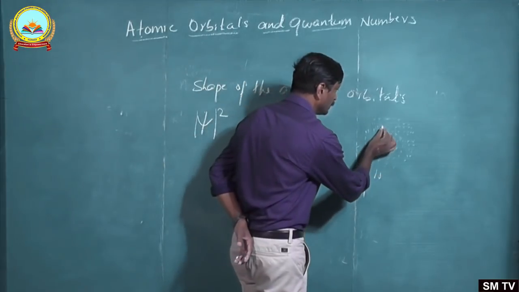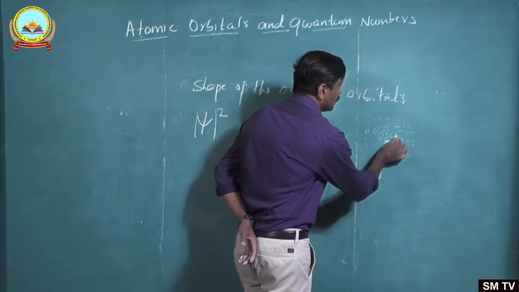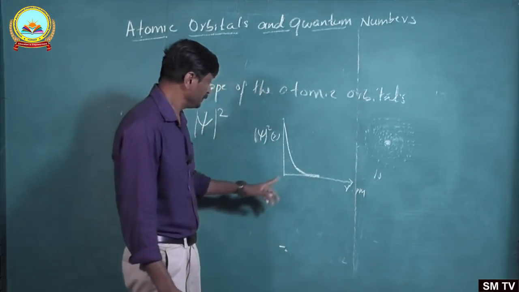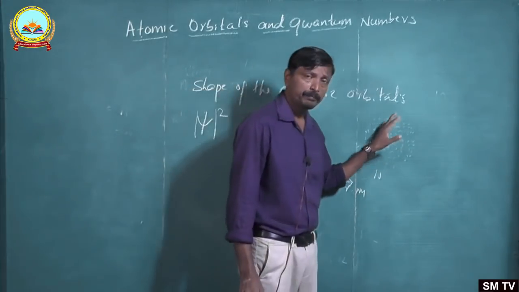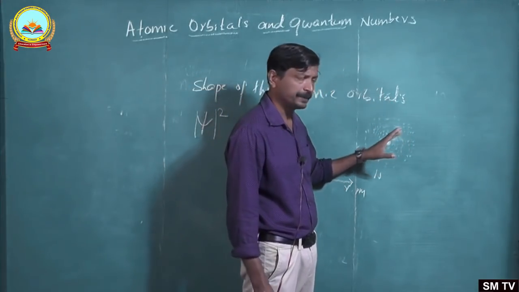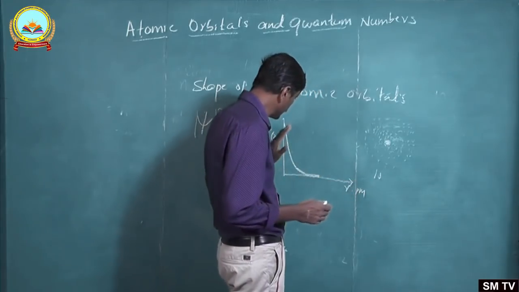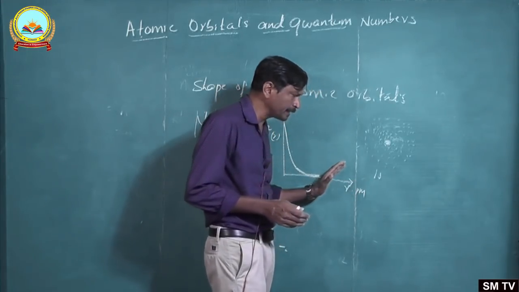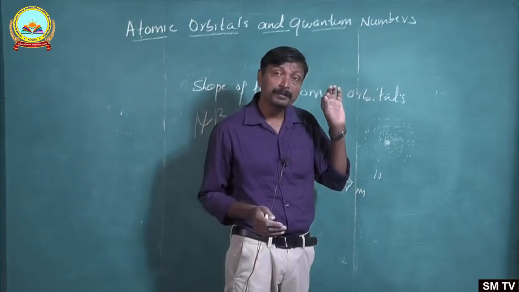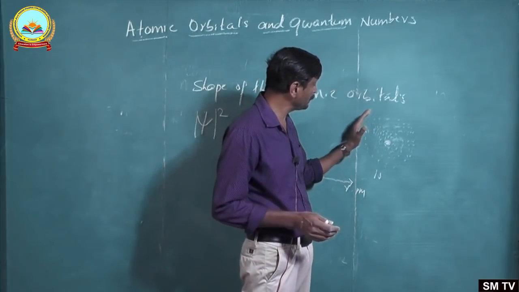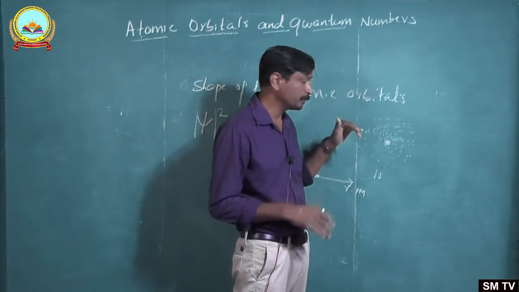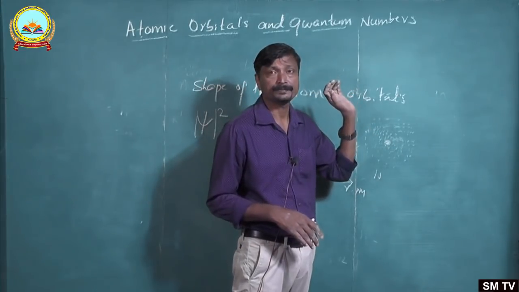Where it is maximum, it is near the nucleus. You have more electron density. If you move away from the nucleus, electron density goes on decreasing, and it does not tend to 0. You can find some electron density even at a distance of infinity.